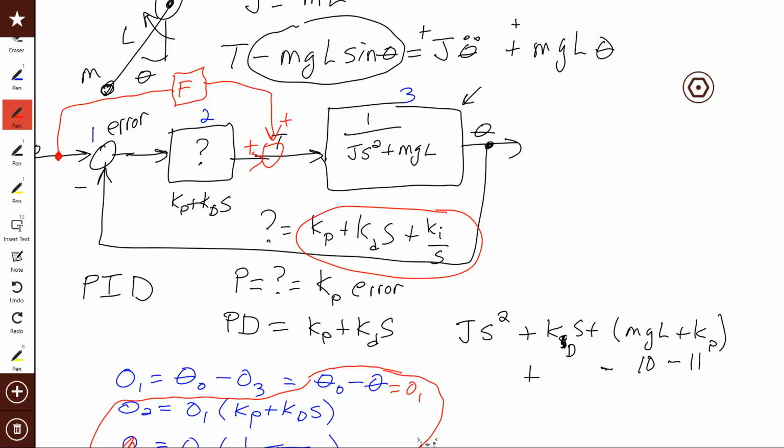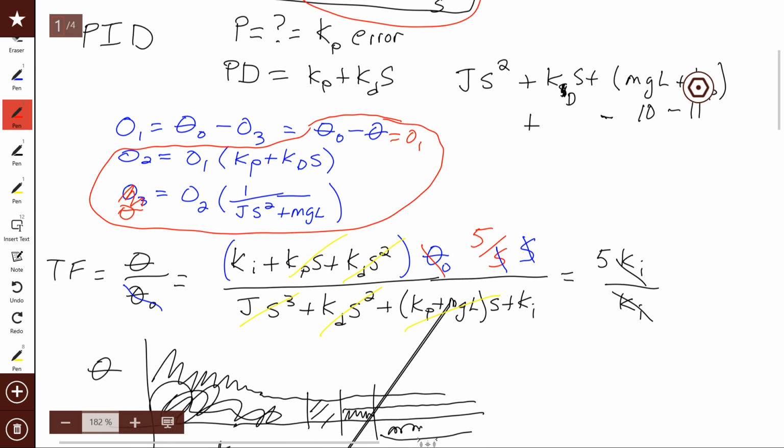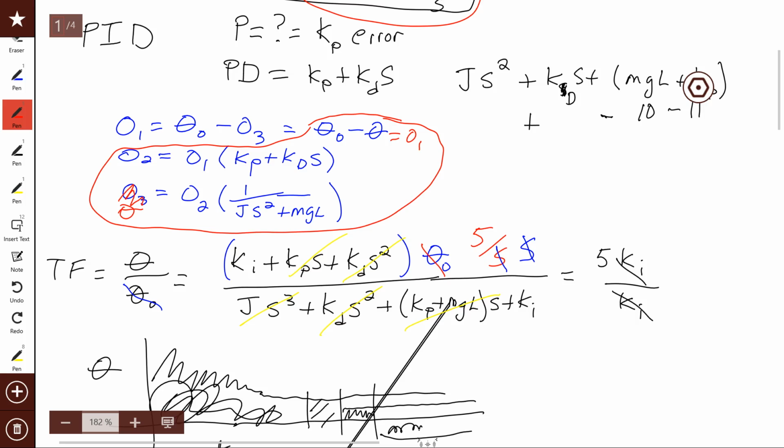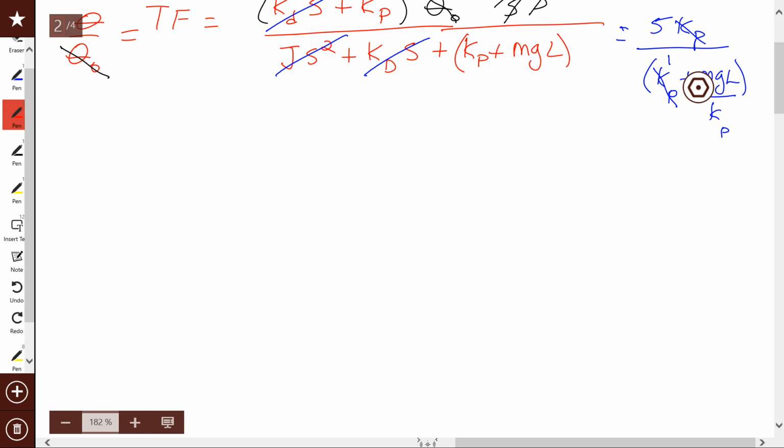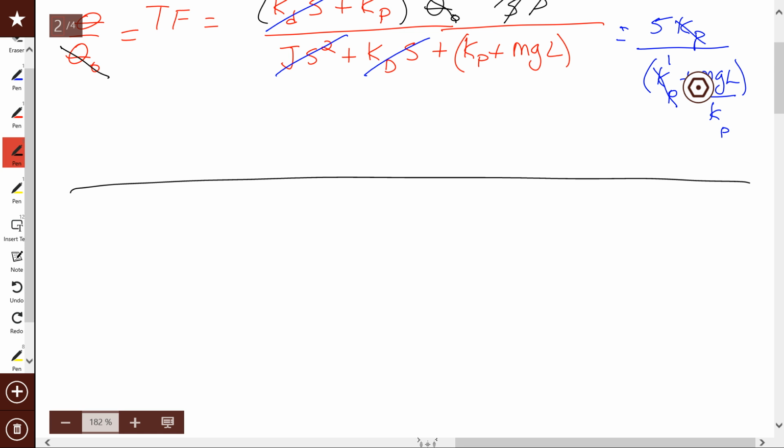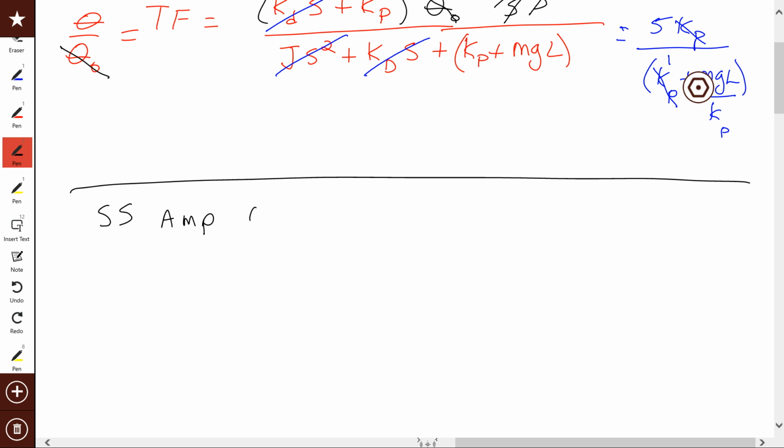Okay, let's do this. How about let's take this transfer function and let's find the steady state amplitude when the input is equal to 5 times the sine of t. Well, make it 2t. How do you do that? And let me write down, while you're thinking about it, let me write down the transfer function. This should be a review.